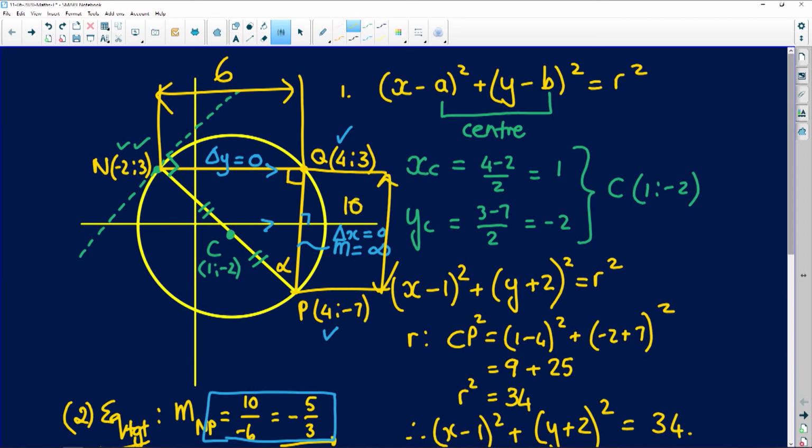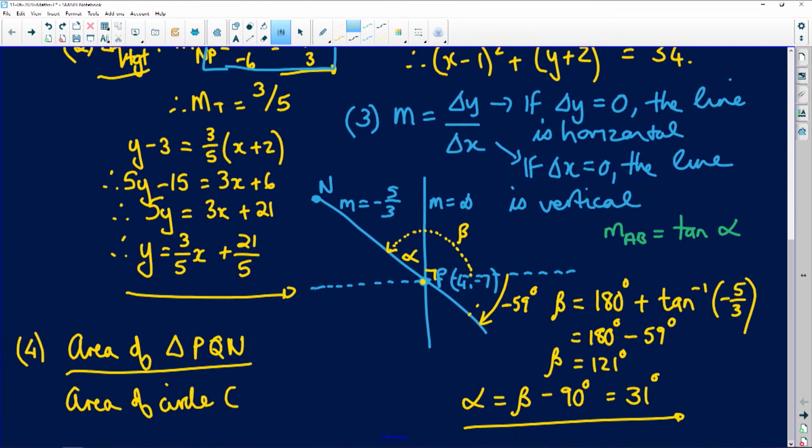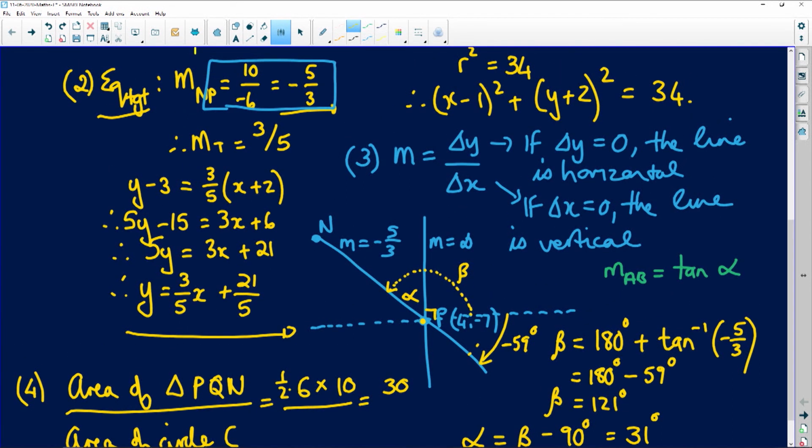And look at how easy this now is. It's half base times height. So it's half of 60, which is 30 for our triangle. So it's a half base, which is 6, multiplied by the height, which is 10, and that gave us 30. And the circle, now, well, all we need is the radius of the circle. The radius we have, the radius is 34.